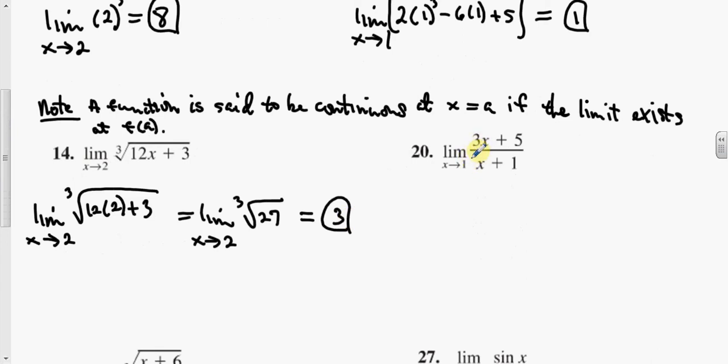Likewise, for this one, if you evaluate the limit at x equal to 1, we get something that is defined. It's the limit as x approaches 1. Here, evaluate this function at 1. We get 3 plus 5 gives us 8 all over 2. So that just gives us 4.